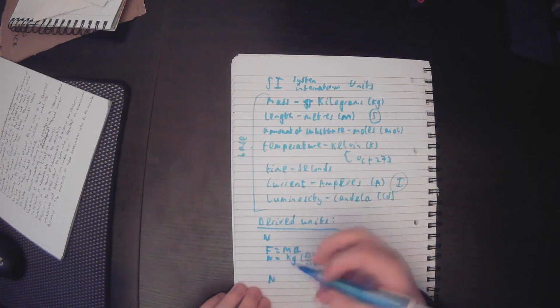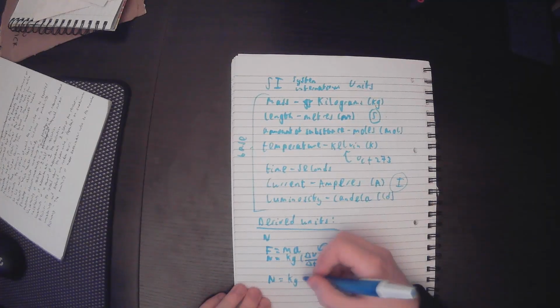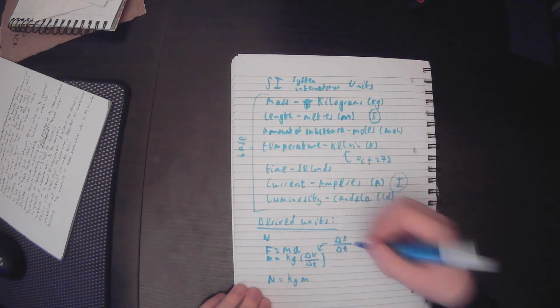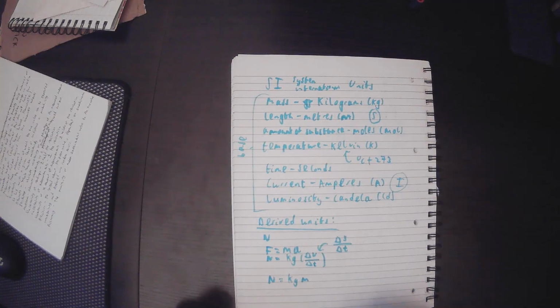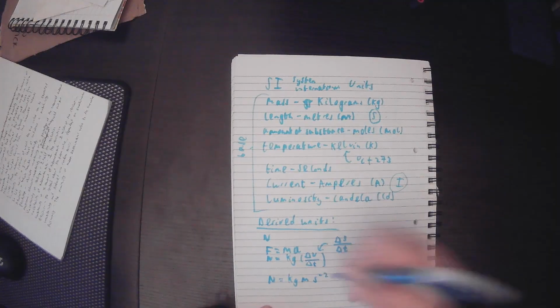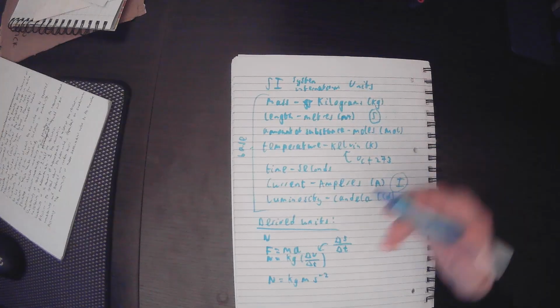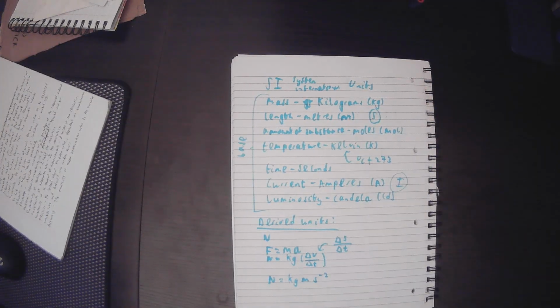So we can therefore say newtons equals kilograms times meters, because that's our measurement for displacement, and then we have time squared, so kg m s to the minus 2, because that minus is basically the same as doing over. That will give you your value of kilogram meters per second squared, and that is the derived unit for newtons. The same logic applies for all other units.